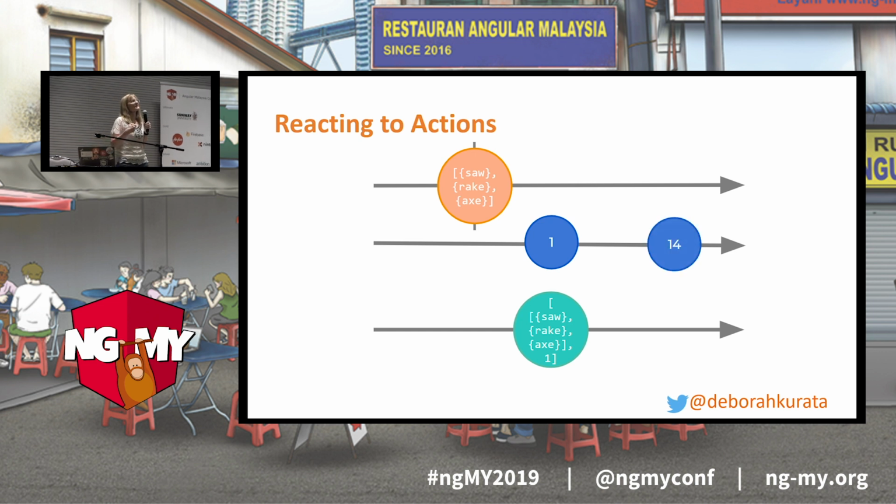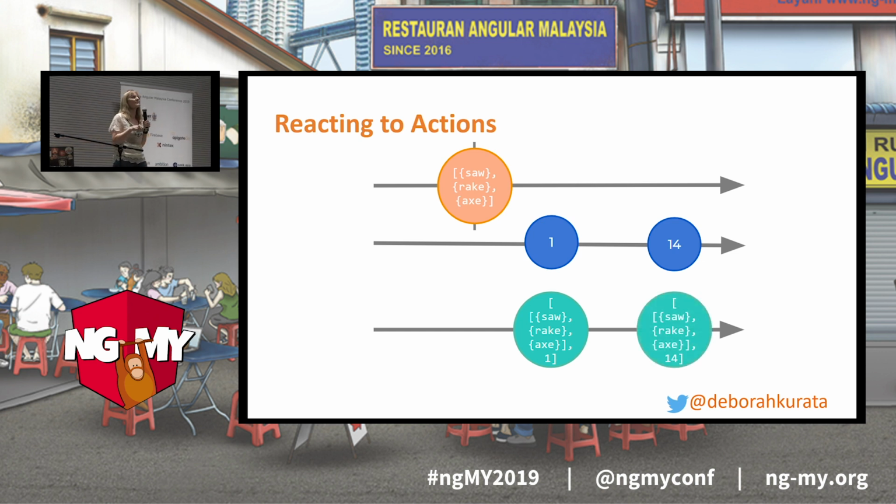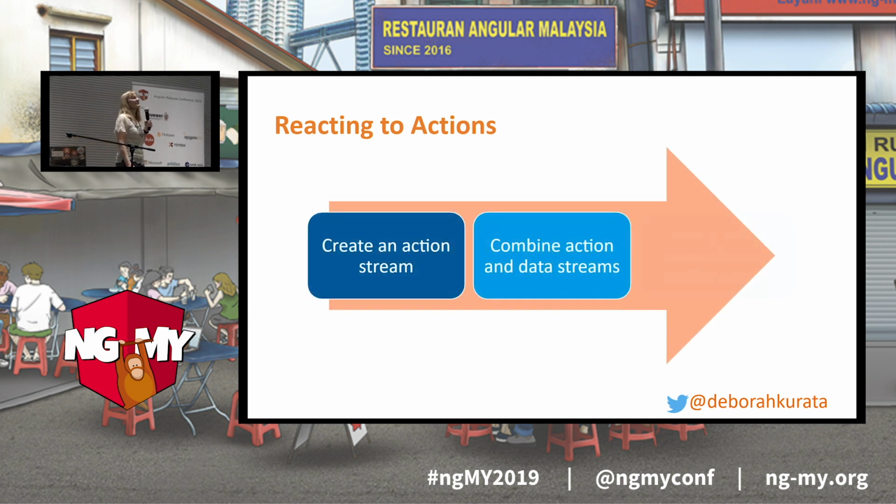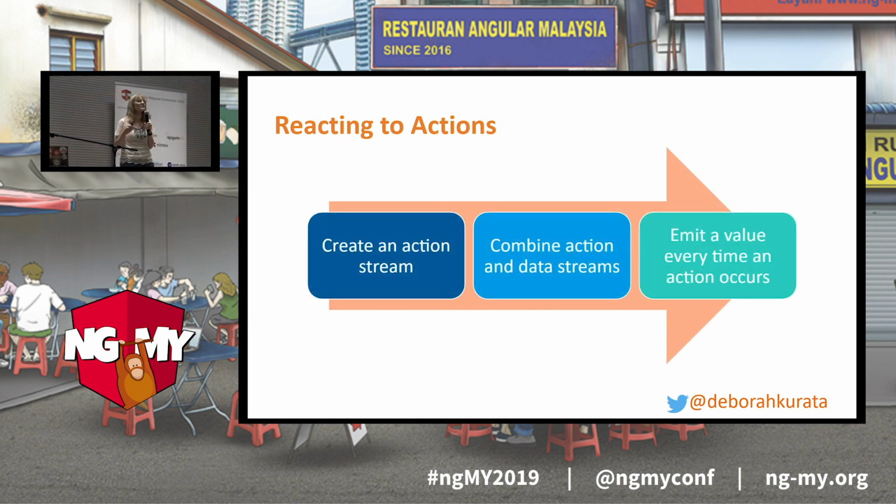Then when the user picks another product with an ID of 14, it will re-emit the latest version. Remember we just talked about combineLatest. It will emit the latest version, so it will again give us our data along with our new action if we combine those streams. So our steps for creating actions are to start by creating an action stream, then combine our action stream with our data stream, and then every time the user performs an action, we emit to the action stream. Okay, so what does that look like? How do we go about doing that?